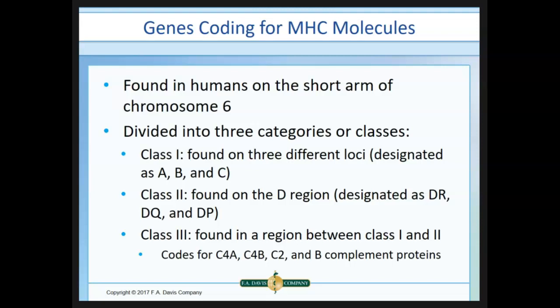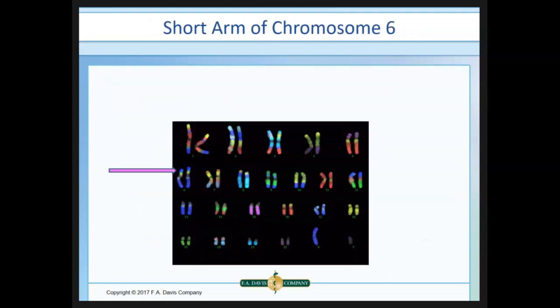So what's also important is the genes that code for MHC molecules. These are found in humans on the short arm of chromosome 6, and they're divided into 3 categories or classes, class 1, 2, and 3. Class 1 are designated as A, B, and C. Class 2 is found on the D region, designated as DR, DQ, and DP. And Class 3 is found in a region between 1 and 2. And just for fun, here's a picture of the short arm of chromosome 6.